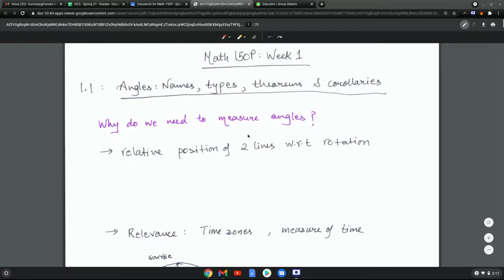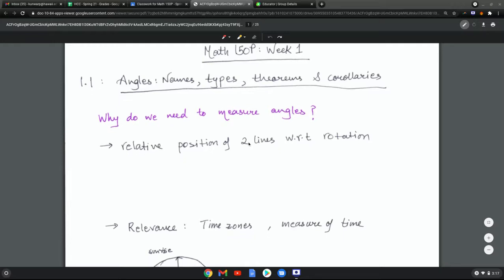Now the first topic we're going to be discussing here is called angles. Now the question is, why do we need to measure angles? The reason is it gives us a relative position between two lines with respect to rotation. For example, if I have two points A and B, then I can talk about the distance between them.